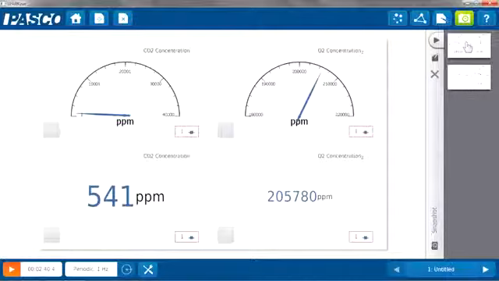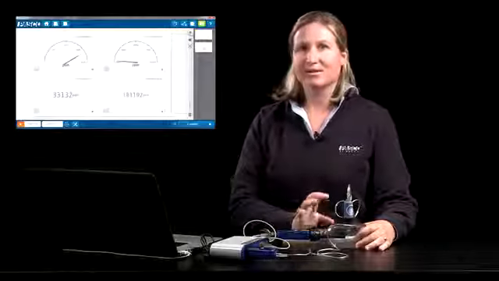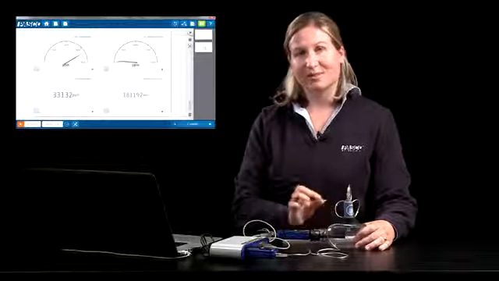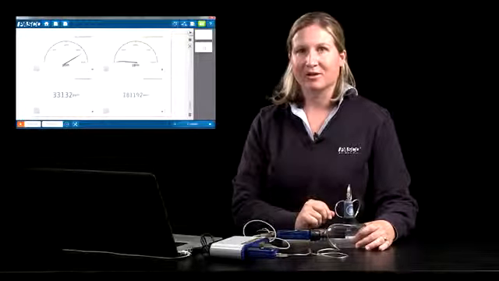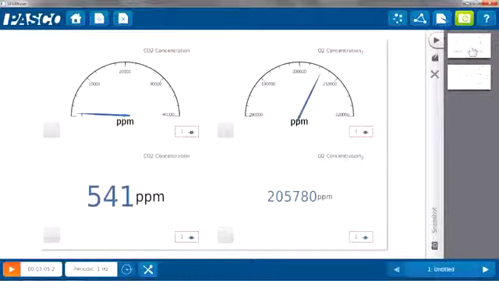So I started with 541 parts per million of carbon dioxide in that sample of room air. And you can see for my sample of exhaled air that it went up to 33,132 parts per million. So students can see that the difference in concentration is not just a little bit between the air and their lungs, but the difference is significant.